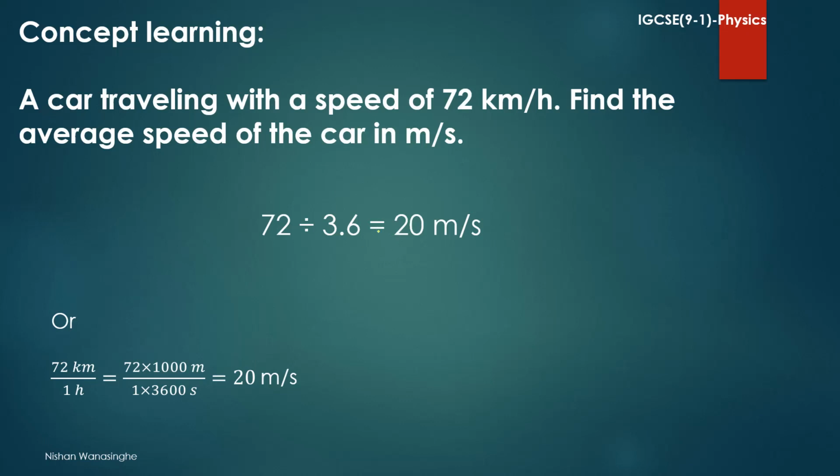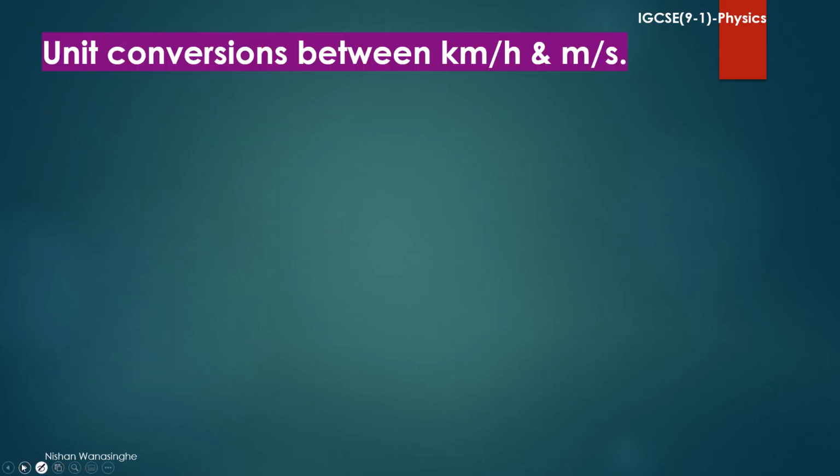The advantage of the previous method is you can easily remember the number 3.6. Then you have to divide any number coming in kilometers per hour by 3.6 to get the answer in meters per second. It's saving your time, right? We'll go to the next one.